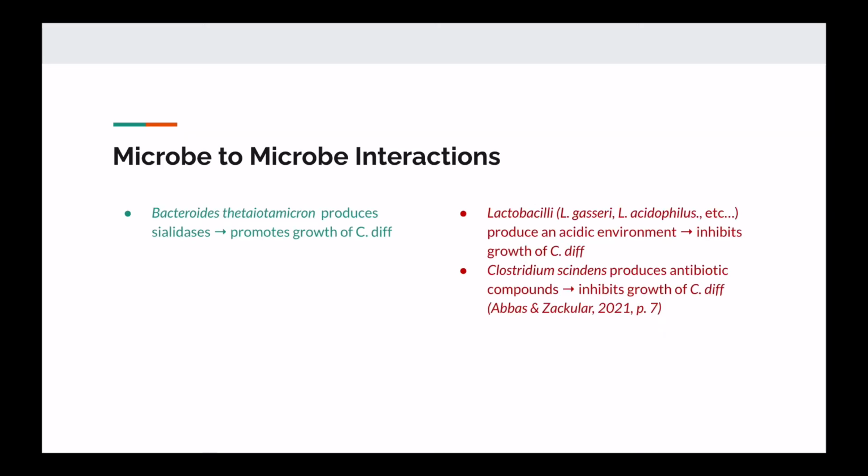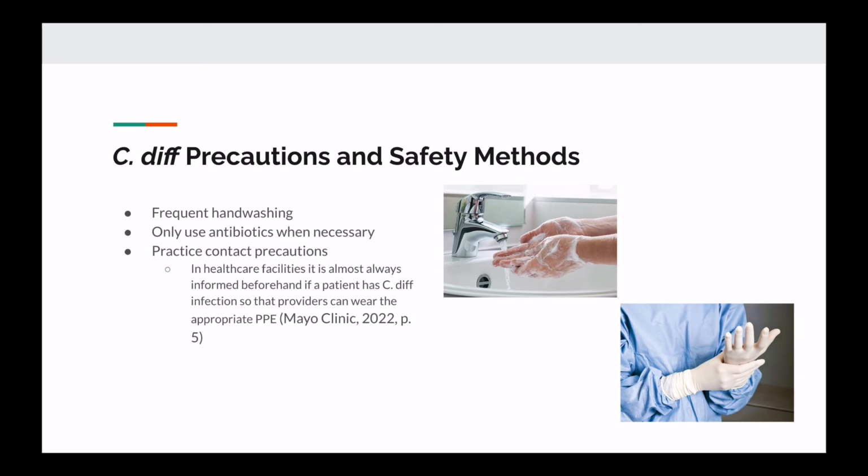So there are a couple of microbes that interact with C. diff and its life cycle, and one of them is called Bacteroides thetaiotaomicron, which produces sialidases, which promotes the growth of C. diff. There are a couple of microbes that actually inhibit C. diff, which are lactobacilli, such as L. gasseri and L. acidophilus, and since they produce an acidic environment, it inhibits the growth of C. diff. Clostridium scindens also produces antibiotic compounds, which inhibits the growth of C. diff.